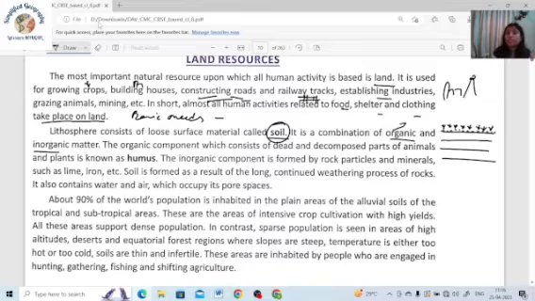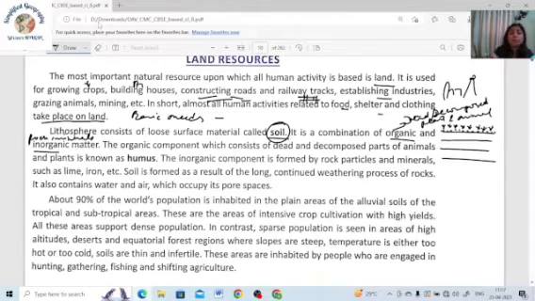Organic matter is the dead, decomposed plants and animals. These form the organic structure, and inorganic is the rocks and minerals. The hard rock, soft rock, sand, silt, clay, the rocky structure, and the minerals present: phosphorus, potassium, aluminium, ferrous, manganese. All these make the inorganic part, and the dead decomposed plants and animals make the organic part.